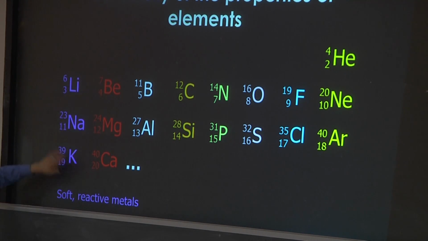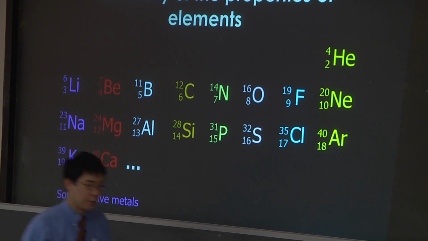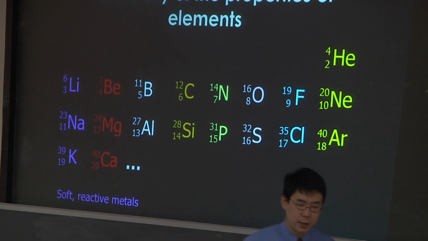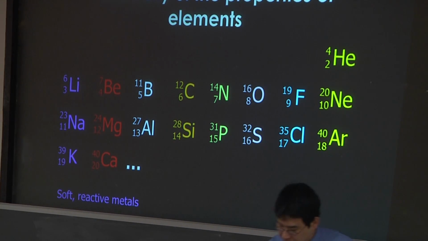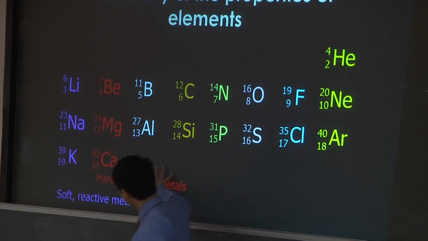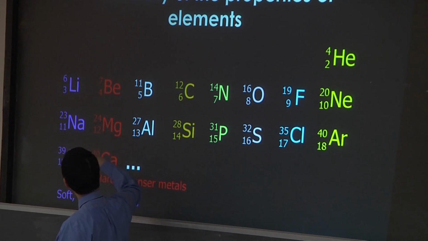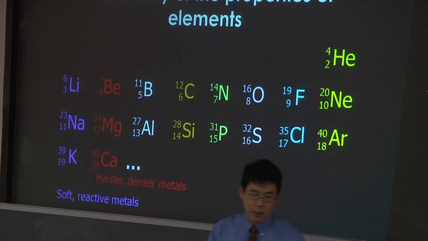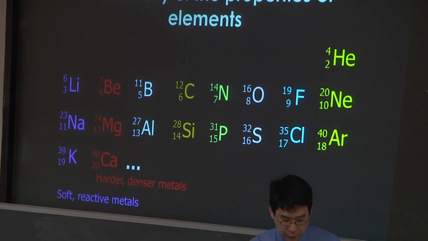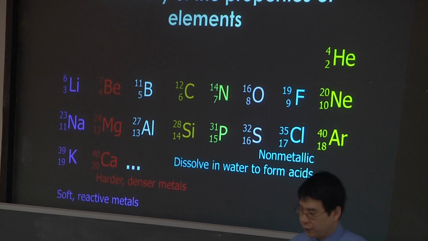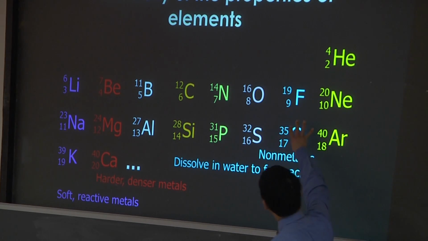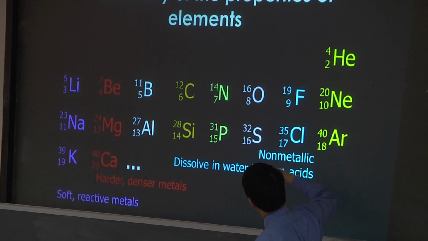and then what you would notice is you would see repeating properties. So all of these in purple are very soft reactive metals. Lithium for Li, sodium for Na, K for potassium. And these red ones are harder metals. So beryllium and magnesium and calcium. And these are just some examples. And these guys, fluorine and chlorine, are nonmetals.